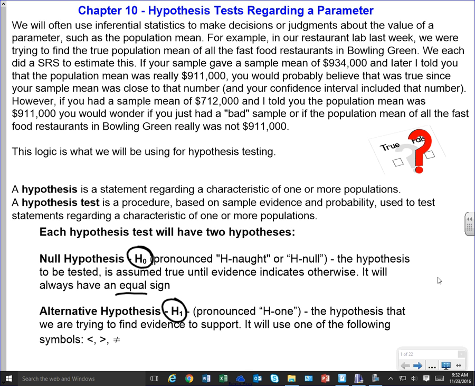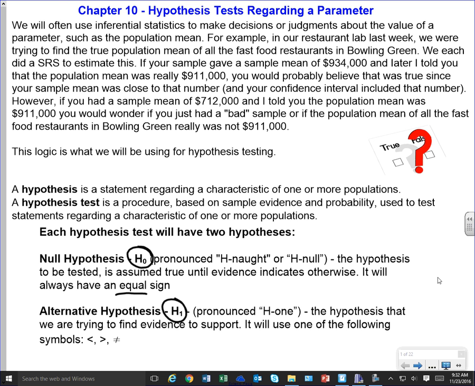So if you got one of those low numbers, it's either because you happen to get one of those numbers that fell in that low 5% or 0.3% or whatever, or the population mean really isn't what it was stated to be. So maybe it wasn't really 911,000, it was really 800,000 or whatever, okay?